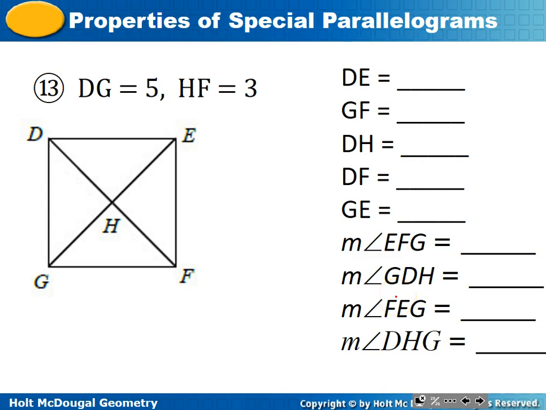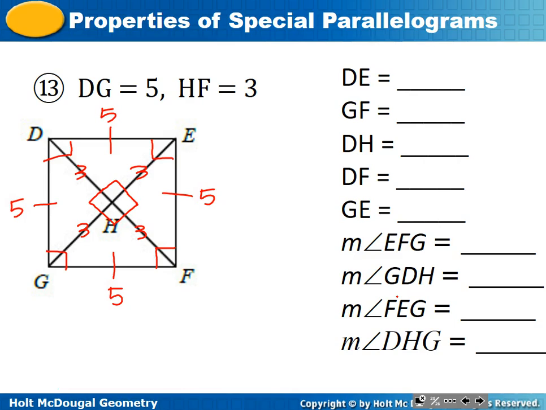So let's look at DG up here and HF and then solve for the rest of these. So this is what we know. Again, this is a square. All 4 sides are congruent. We have 4 angles here at our vertices. Those are all right angles. And we also know that all these angles inside here are right angles because a square is also a rhombus. So DG is 5. So that means all of these sides out here are 5, right? And then it says HF is 3. HF is 3. So HG is 3, so DH is 3, so HE is 3.